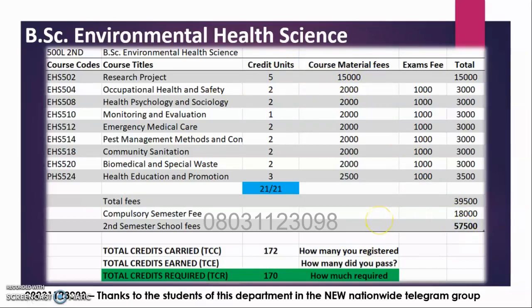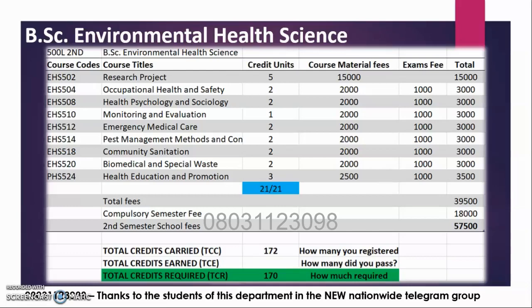We'll help you clear this. You can now see that there's no chance of carry over here. If you carry any course over here, you are coming back the following year. You will not be in Rainbow. You are coming back the following year, you pay 18,000 and register whatever course you failed. It's 2 courses or 3 courses.